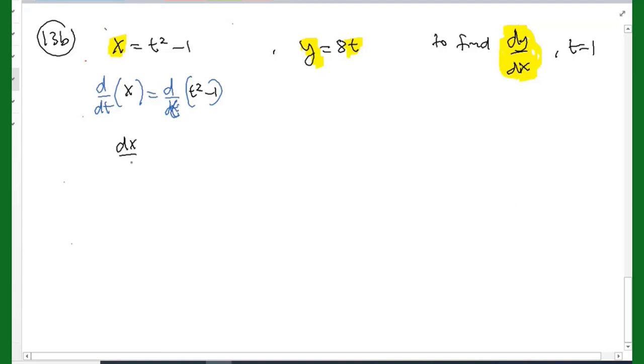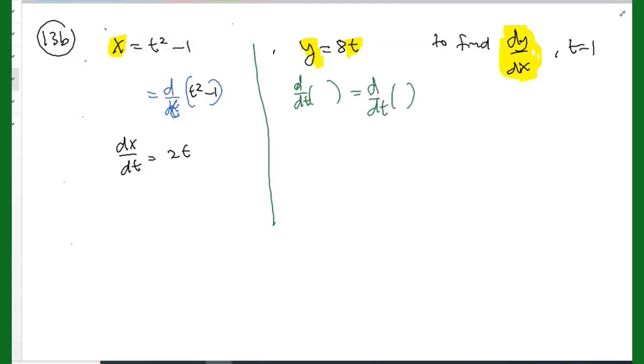The answer is dx over dt. Differentiate t squared minus 1 with respect to t. It's the same as differentiating x squared minus 1 with respect to x, then back to t. Simple. Okay, try for y. Differentiate y with respect to t.